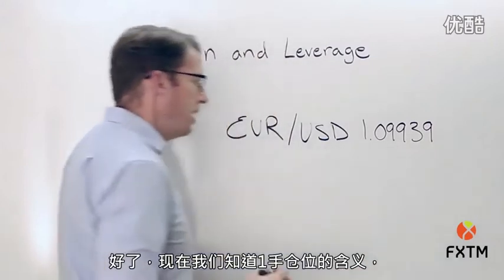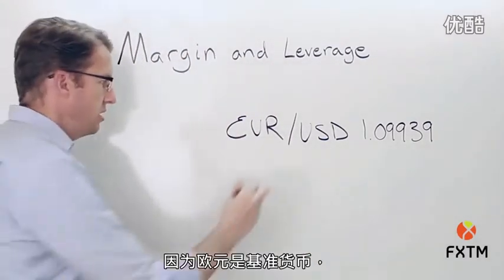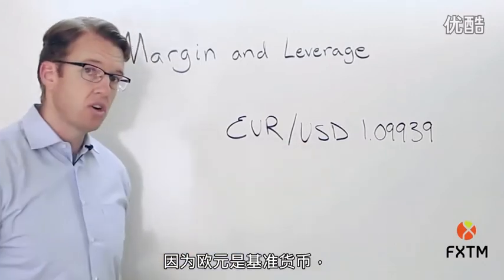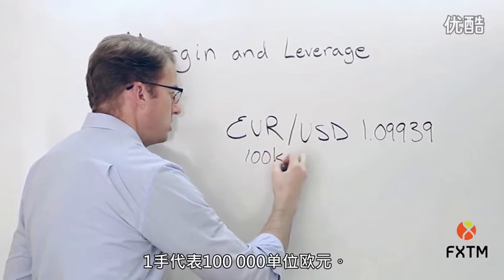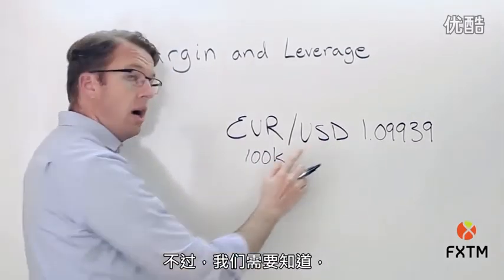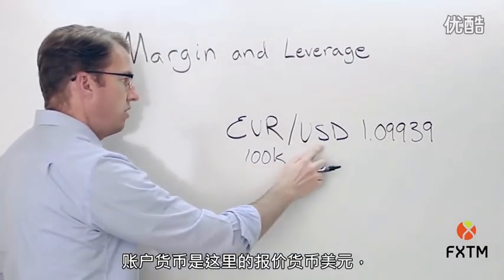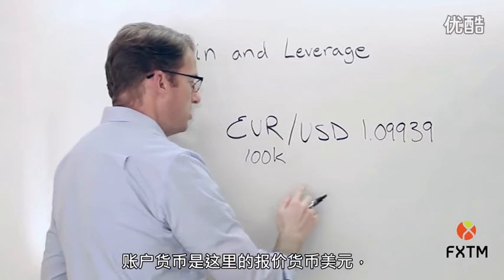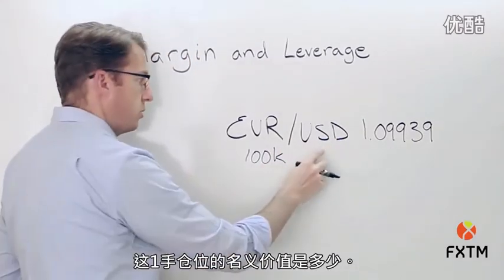Let's say that the current exchange rate was 1.09939. Now we know that a single lot position means that, because the euro is the base currency, this represents 100,000 units of the euro. What we need to know, however, if your account is denominated in US dollars, is what's the notional value of this one lot position if the account currency is the quote, which is the dollar?